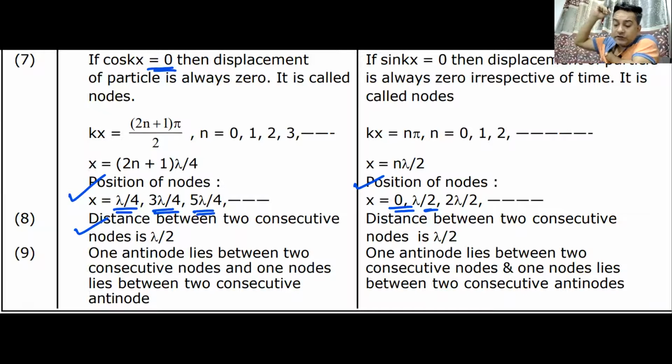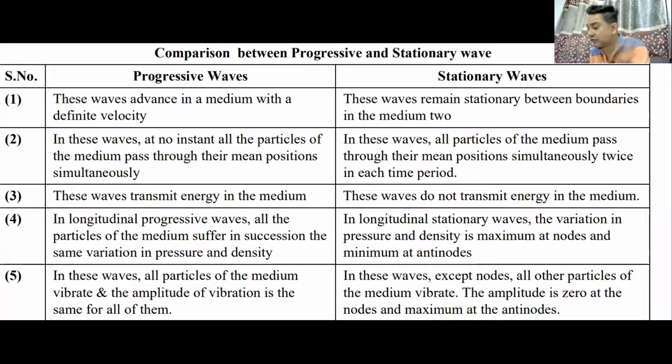Between any two consecutive nodes, the distance is lambda by 2. Between a node and an antinode, the distance is lambda by 4. Please note this down. What we'll do now is what we have already done, but we will go through it again, and it's a comparison between progressive wave and stationary wave. So we'll understand both these waves side by side together.